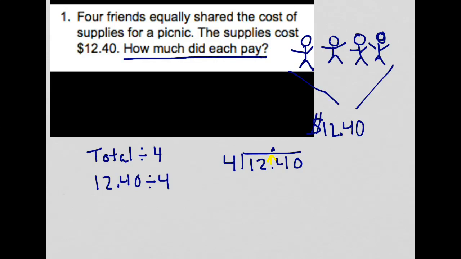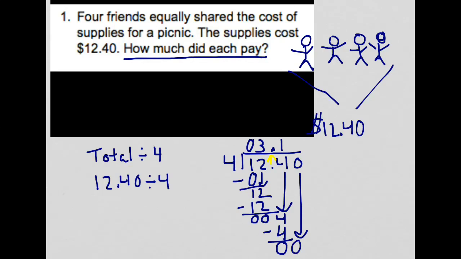4 goes into 1 0 times. 4 times 0 is 0. 1 minus 0 is 1. Bring down the 2. 4 goes into 12 3 times. 4 times 3 is 12. 12 minus 12 is 0. Bring down the 4. 4 goes into 4 1 time. 1 times 4 is 4. 4 minus 4 is 0. Bring down the 0. 4 doesn't go into 0, so I can put $3.10.